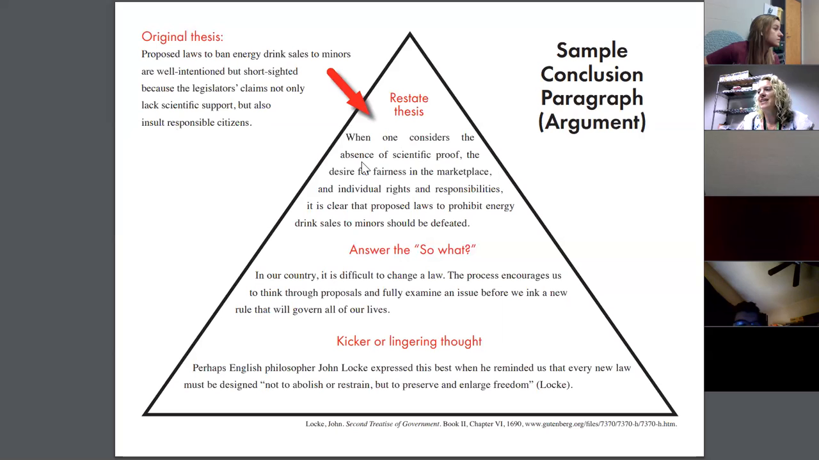So the thesis restated in the conclusion would be: when one considers the absence of scientific proof, the desire for fairness in the marketplace, and individuals' rights and responsibilities, it is clear that proposed laws prohibiting energy drink sales to minors should be defeated. Okay, so those two are the exact same thing, but they are just reworded. Does everybody understand that? They sound different, but they are the same thing. They are just reworded.